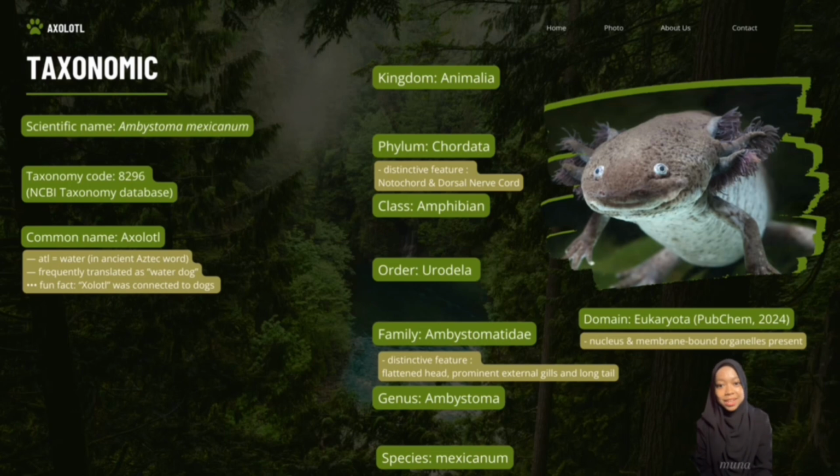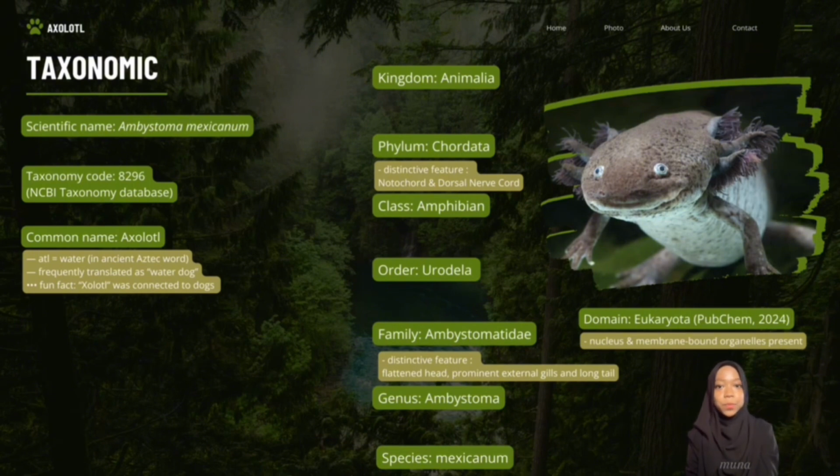First, kingdom. Animalia is the kingdom for axolotl. Its phylum is Chordata because axolotl have the distinctive features of the presence of a notochord, which is a flexible rod structure, and a dorsal nerve cord, which is a part of the nervous system. The class of axolotl is amphibian, and the order is Urodela.